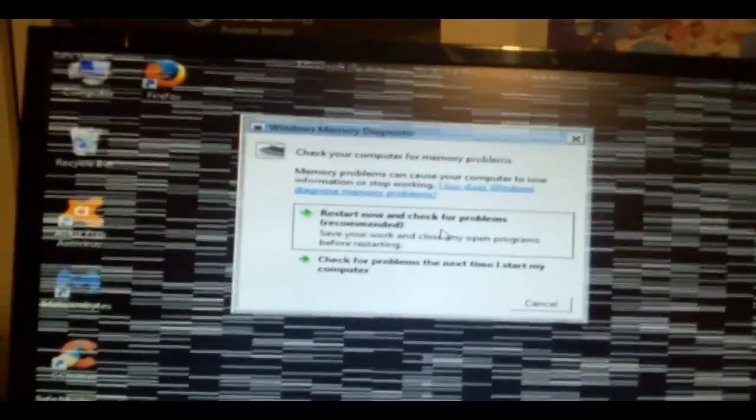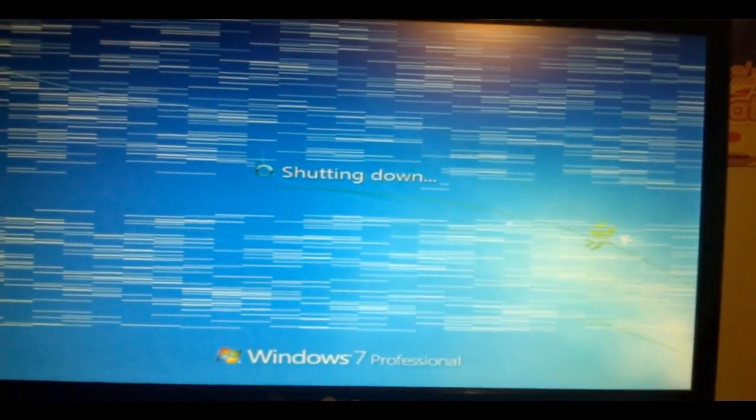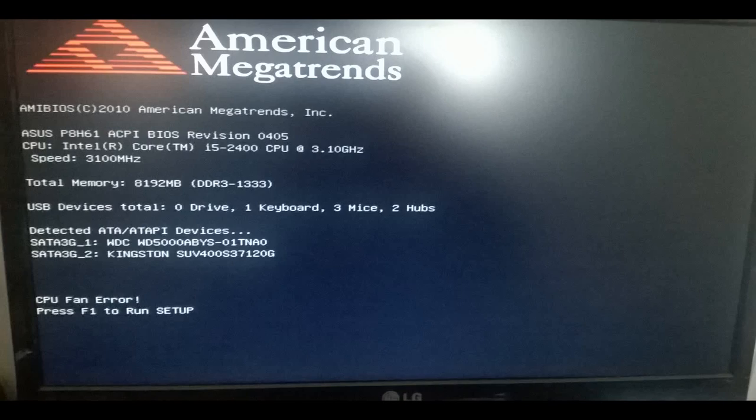God damn it. Have to open the computer case again, take out the graphics card, put it back in, make sure it's properly seated in there. Good. Now I can actually see what's going on in my computer. It's in properly. Now it tells me another issue. This is problem number 3. Now I've got a CPU fan error.